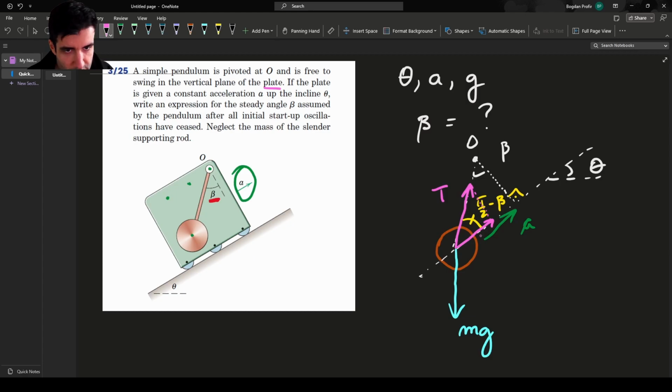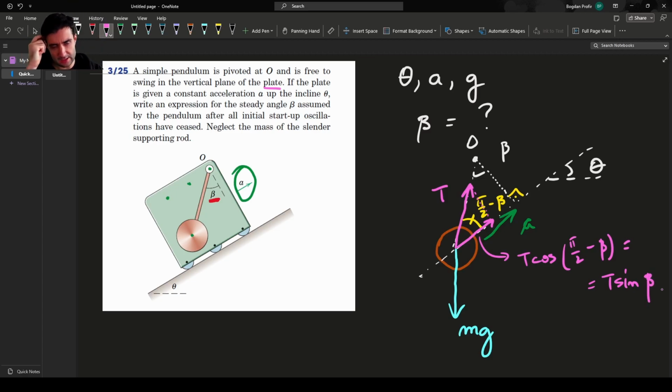Then this tension is going to have a component acting upwards along the plane, so that component is going to be T cosine of (pi over 2 minus beta), which, according to trigonometry, is the same as T sine of beta. And seeing how the acceleration is acting upwards along the plane, we might as well just decompose all forces in a direction along the plane.